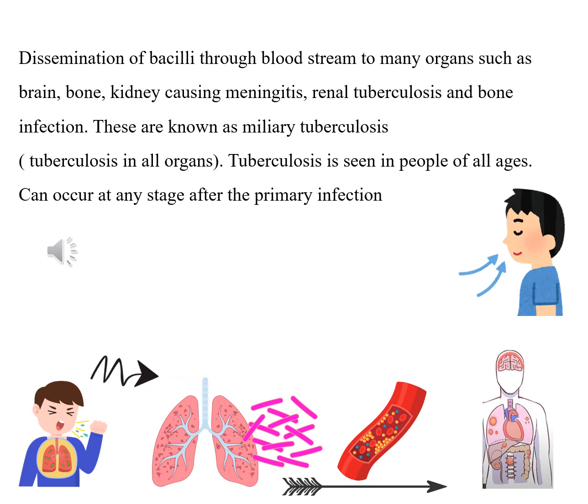Dissemination of bacilli through the bloodstream to many organs such as brain, bone, and kidney causes meningitis, renal tuberculosis, and bone infection. These are known as miliary tuberculosis: tuberculosis in all organs. Tuberculosis is seen in people of all ages and can occur at any stage after the primary infection.